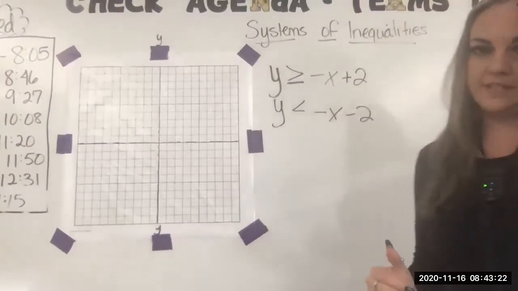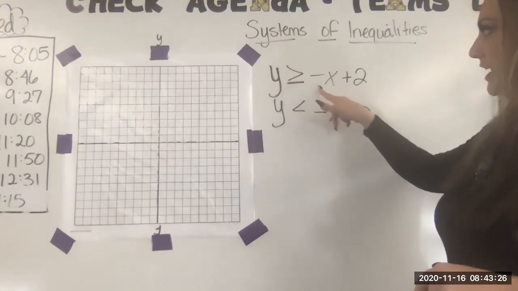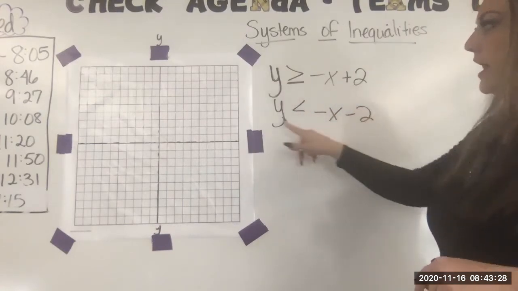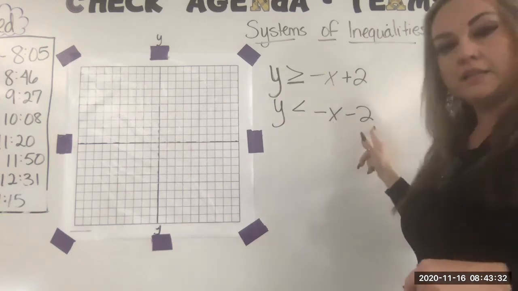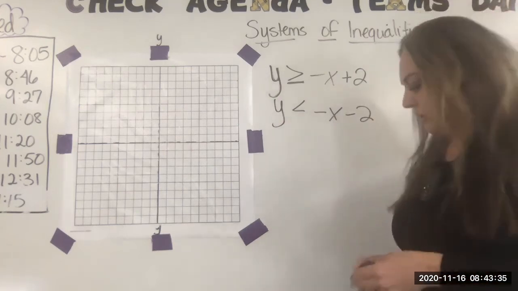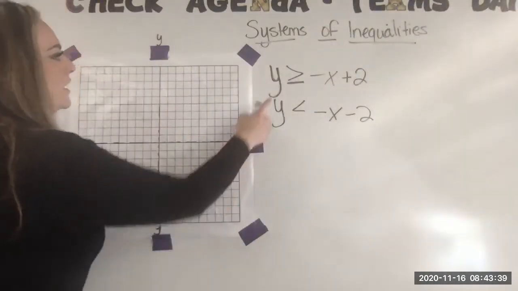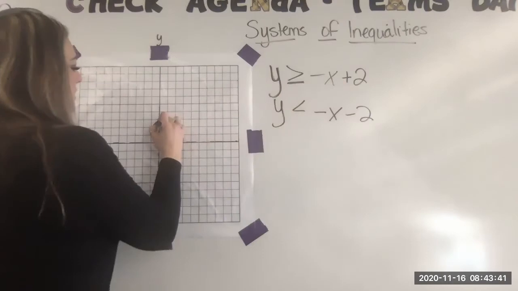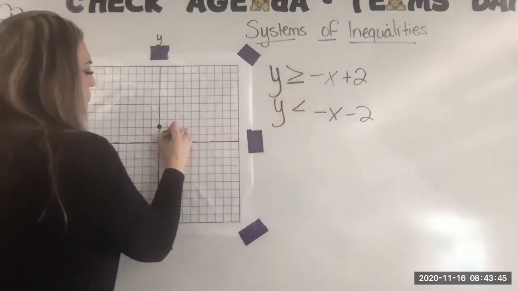So here's our next example. We have y is greater than or equal to the line negative x plus 2. And then we have y is less than negative x minus 2. So we're going to start off by graphing these like we did before. This first one has a y-intercept of 2, and the slope is negative 1.